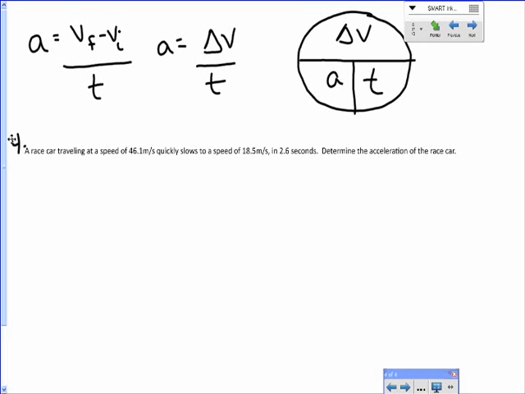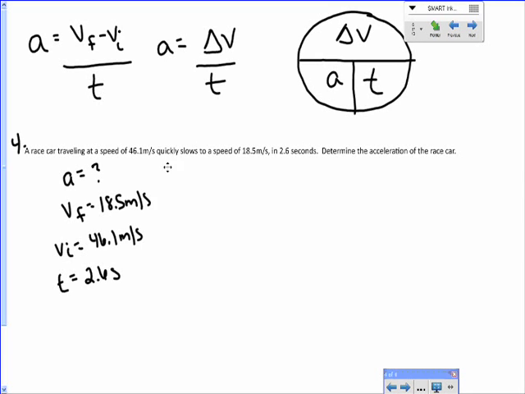A race car traveling at a speed of 46.1 meters per second quickly slows to a speed of 18.5 meters per second in 2.6 seconds. Determine the acceleration. So you have acceleration equals, VF equals, VI equals, and T equals. It says traveling at a speed of 46.1 quickly slows to a speed of 18.5. So my initial is 46.1 meters per second. My final is 18.5 meters per second. So they didn't stop, they just slowed down. And they did this in 2.6 seconds. Now it says determine the acceleration, so we know that's a question mark.